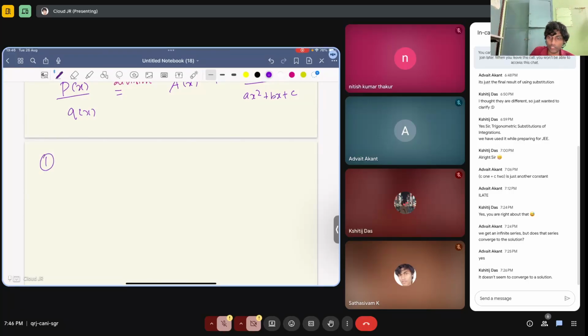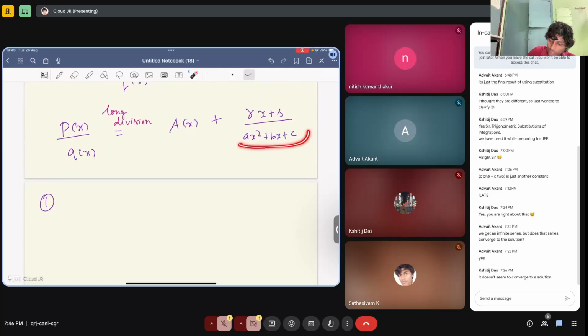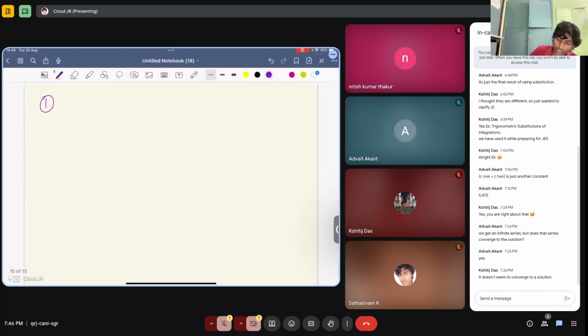But here it depends on the discriminant of this polynomial. You have to do it differently. So you look at the discriminant, which is b square minus 4ac. Whether it's strictly greater than 0, equal to 0, or less than 0, you might have to use a different rule. I will tell you the general idea, and then you can try to find the rest. Let's do one problem here. This is the integral of 5x minus 7 over x square minus 2x minus 3.